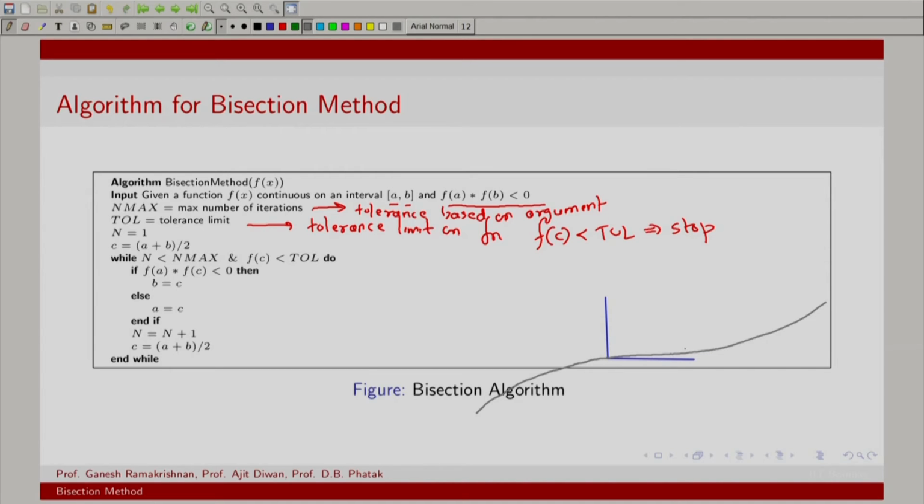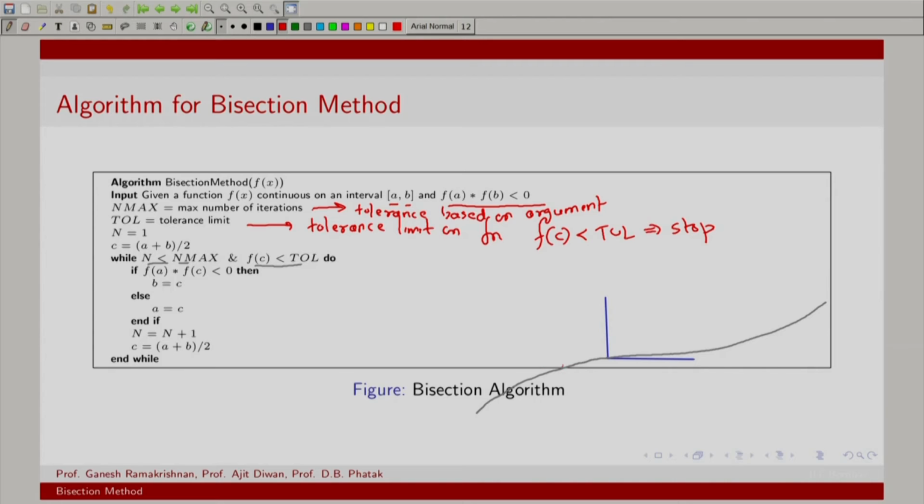Now a curve like this gets to 0 very gradually, and it is possible that even after lots of iterations you are hovering around 0 but not exactly 0. So until you have reached the maximum number of iterations and the tolerance, you do the following. You basically set the upper and lower limit for further division.